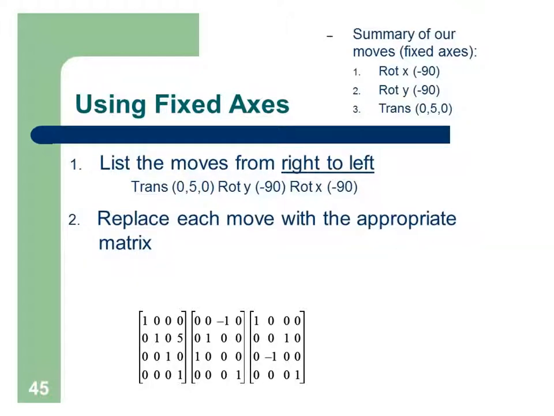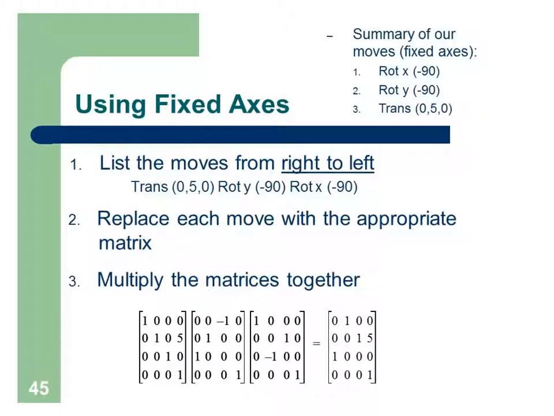And then again, we're going to replace each move with the appropriate matrix. So instead of trans 0, 5, 0, we get that. Rotate y -90 and rotate x -90. And then we just need to multiply the matrices together. And when you do that, you get this matrix. And if you rewind, you will see that's exactly the same matrix that we got when we used the moving axis approach. So reassuringly, both ways gave us the same result.